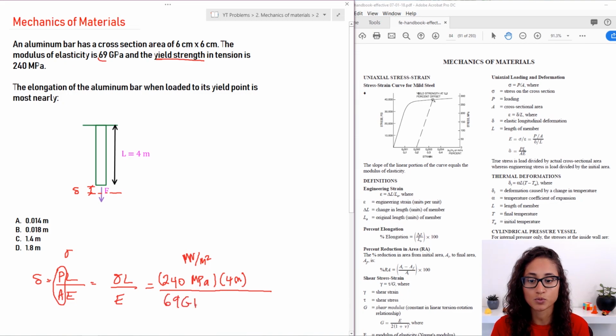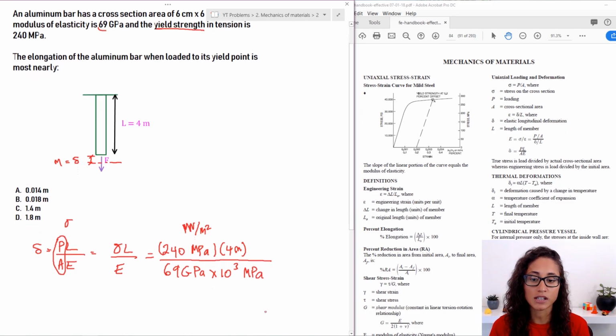This is where it becomes a little bit tricky. This here is in megapascal, and this is in gigapascal. So make sure you convert one of them to the other one, so that it cancels. And when it cancels, you're going to be left with meters, which makes sense, right? Because if I'm trying to find deformation or how much this moved, I have to have a unit of length, right? So what we're going to do is multiply this by 10 to the power of 3 to get megapascal, okay?